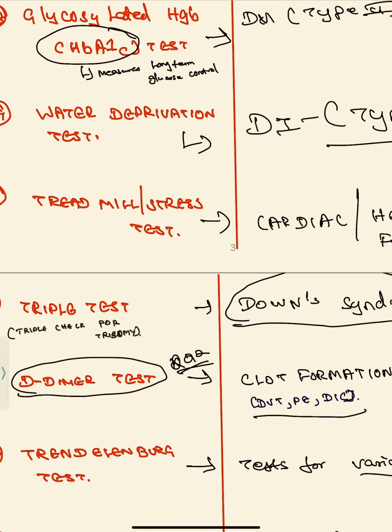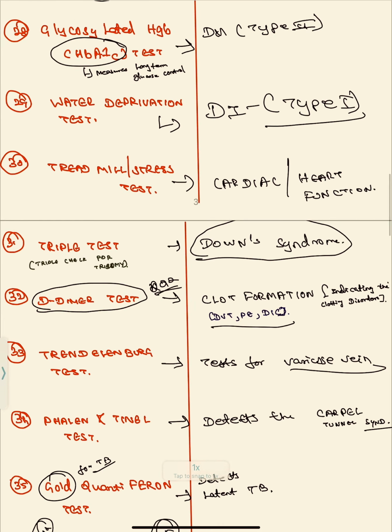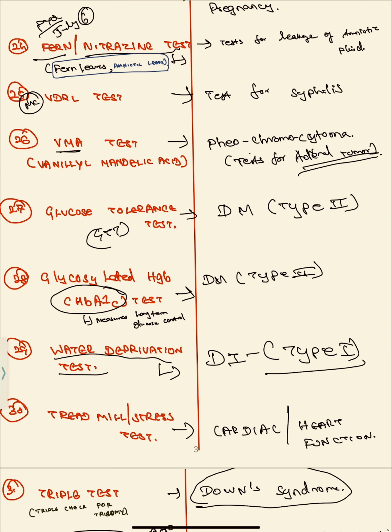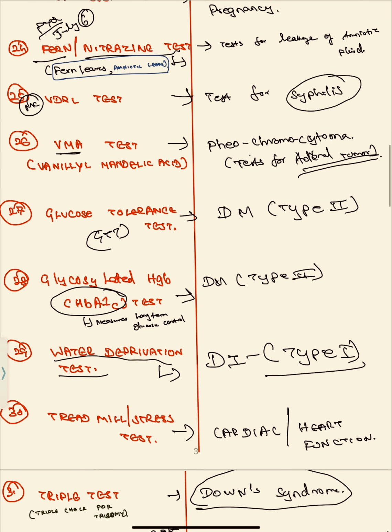Water deprivation test. Diabetes insipidus. Water deprivation test. Diabetes insipidus. HbA1c is for type 2. GTT is for type 2. VMA, vanillylmandelic acid, pheochromocytoma, test for adrenal tumor. VDRL test is for syphilis. Lot of people are marking as malaria. VDRL test for syphilis.